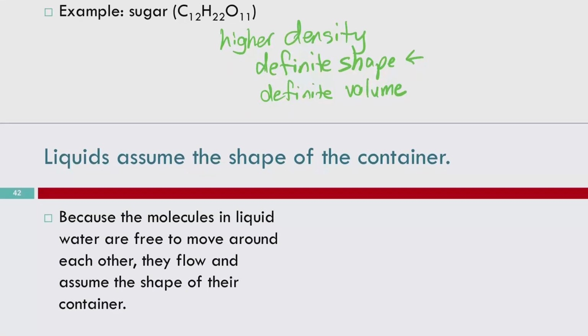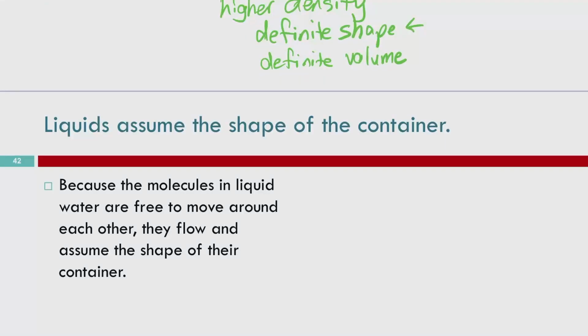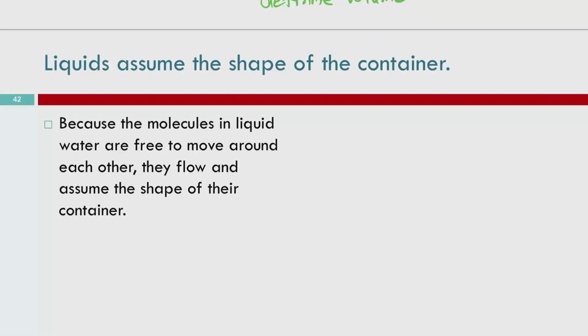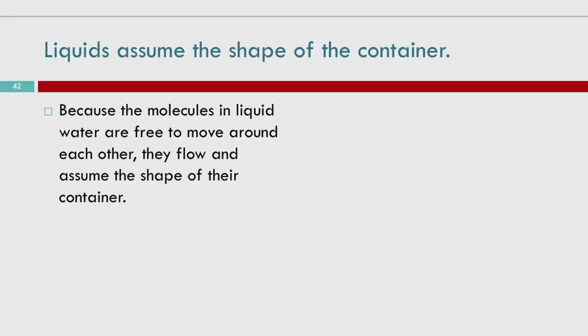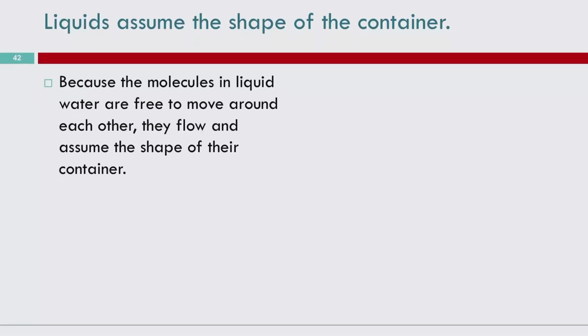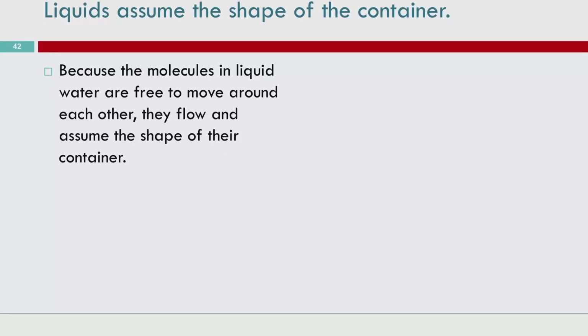So liquids assume the shape of their container. The molecules are free to move around each other. And I apparently never found a picture to put in here. They can flow and assume the shape of their container, which is also why you can drink liquids from cans and bottles. You just pour the liquid. You move it around, slosh it around, stir it up, and then it pours out. You wouldn't be able to do that if your drink is frozen, if it's solid.